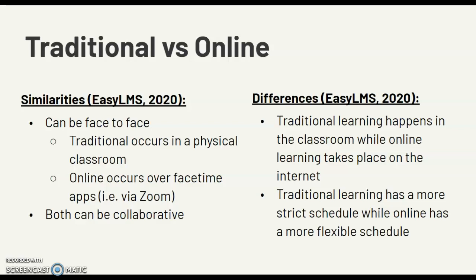Some of the differences, so for traditional learning, this happens in the classroom. So this is a physical presence in a classroom, while online learning takes place on the internet. So this could occur anywhere in the world. Traditional learning has a more strict schedule. So you have to be at a certain place at a certain time, while online has a more flexible schedule. And this can also vary depending on the class, but typically an online platform is going to be more flexible. You can do assignments at your own pace. And that's what I'm finding as an adult learner through the program that I'm in right now.